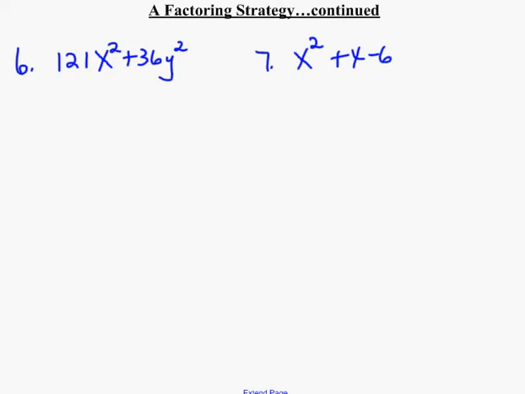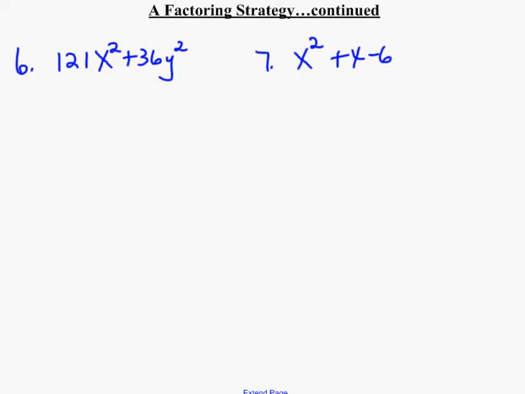So looking at number 6, the first thing I'm going to ask myself, which remember is always your first question, do I have a GCF? I don't in the variables because I have an x squared and a y squared, but I have to figure out whether 121 and 36 have any common factors. Well, 121 is the square of 11, so the only factor I have in that is 11, and 11 doesn't divide into 36, so that means I don't have any common factors. There's no GCF on this problem.